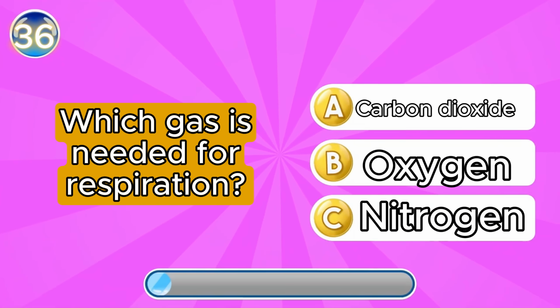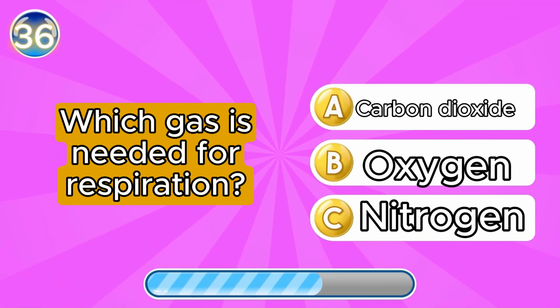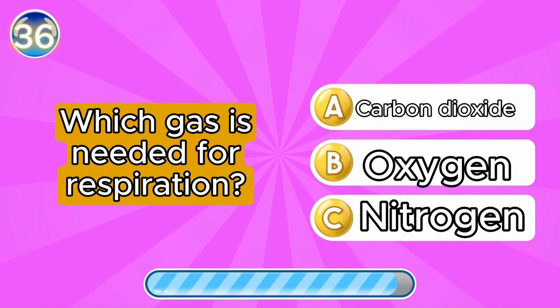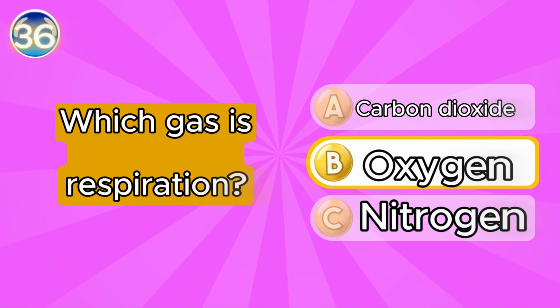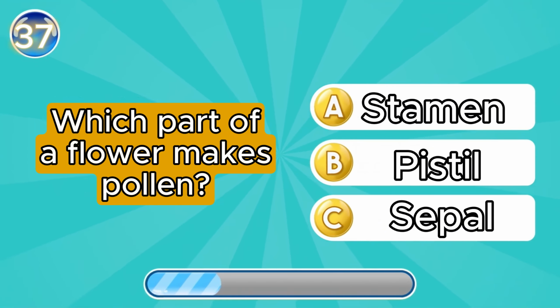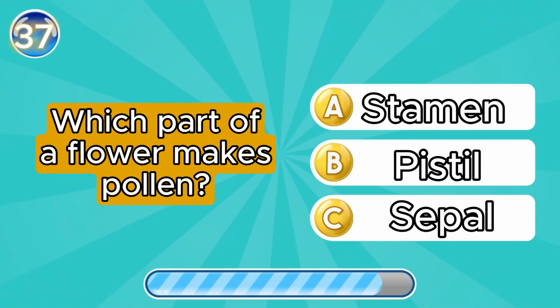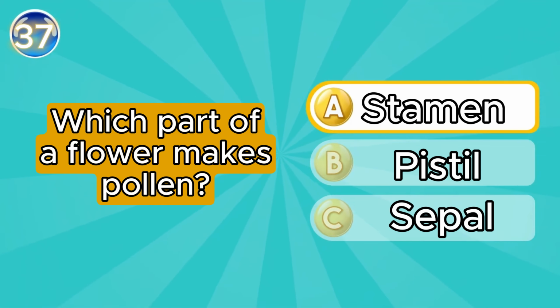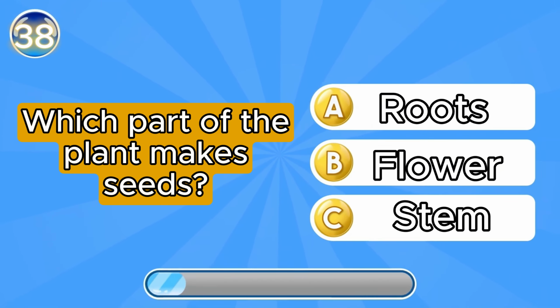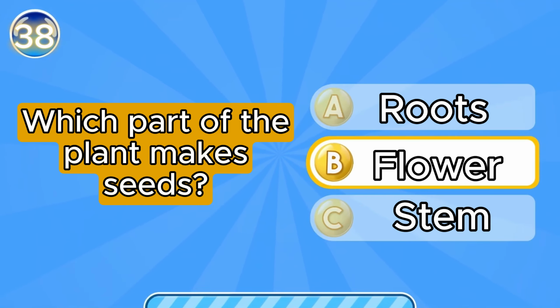Which gas is needed for respiration? Oxygen. Which part of a flower makes pollen? Stamen. Which part of the plant makes seeds? Flower.